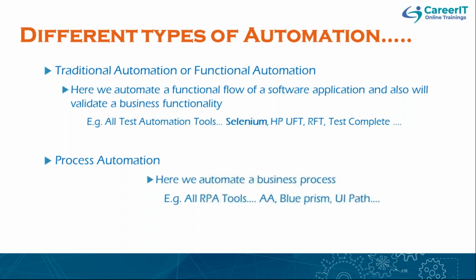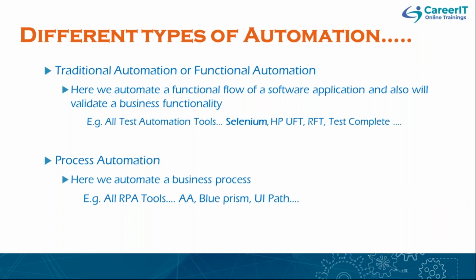The other one is process automation. Under process automation, we just automate the business process of a particular application. If you see the difference between traditional functional automation and process automation, under process automation, more systems or applications might be involved. So we are going to automate one business process. Let's take one simple example. Generally there is one process which one test executive or engineer performs daily.